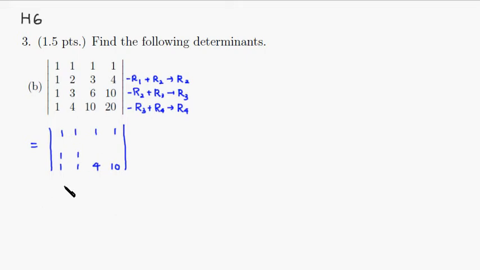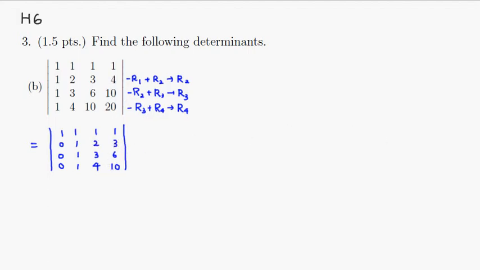Oh, actually, sorry, I messed it up. 1 minus 1 is 0. So this has to be 0, which is what we wanted. Then we have 6 minus 3 is 3, and 10 minus 4 would be 6. For the second row, 1 minus 1 is 0, 2 minus 1 is 1, 3 minus 1 is 2, and 4 minus 1 is 3.